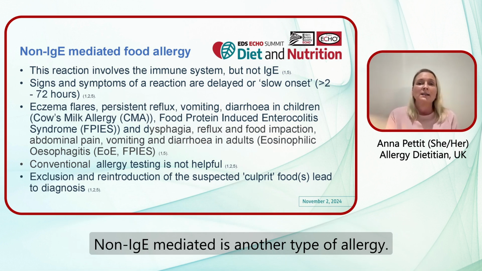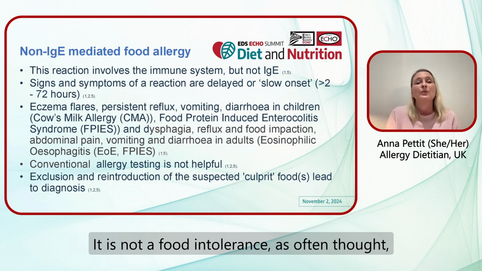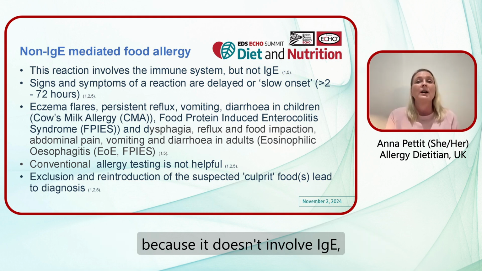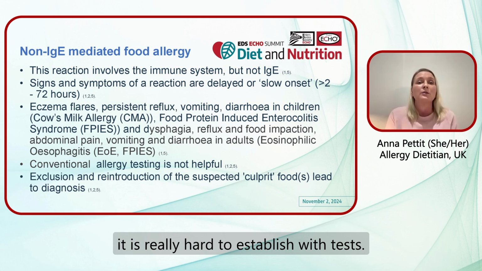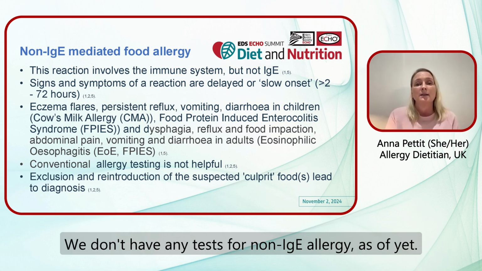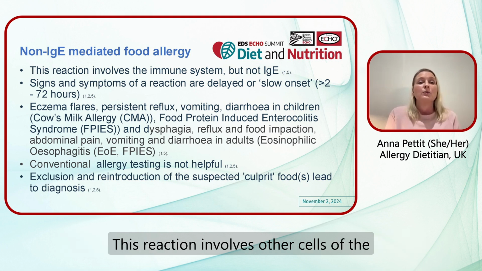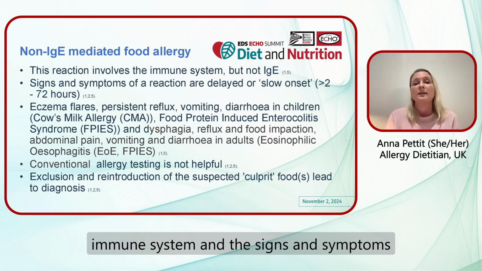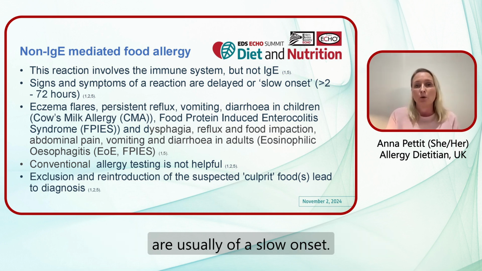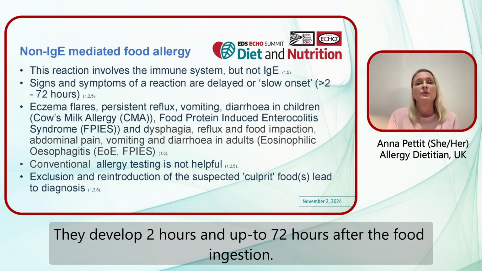Non-IgE mediated is another type of allergy. It's not a food intolerance as often thought. Because it doesn't involve IgE, it's really hard to establish with tests. We don't have any tests for non-IgE allergy as of yet. So this reaction involves other cells of the immune system, and the signs and symptoms are usually of a slow onset. So they develop 2 hours and up to 72 hours after the food ingestion.